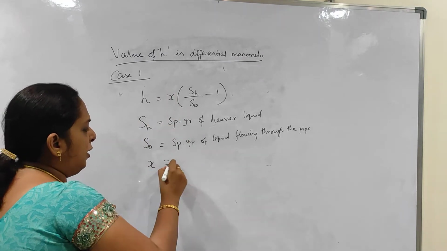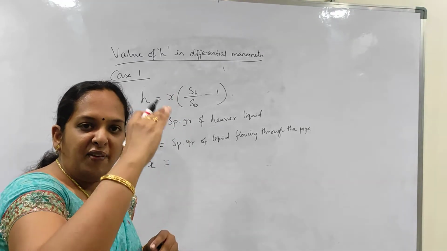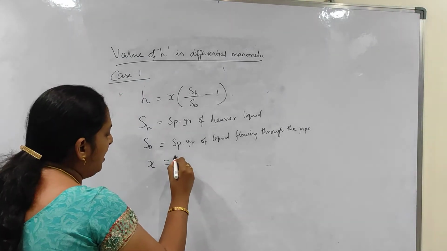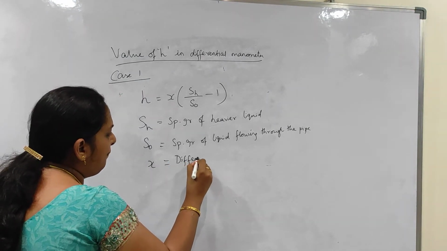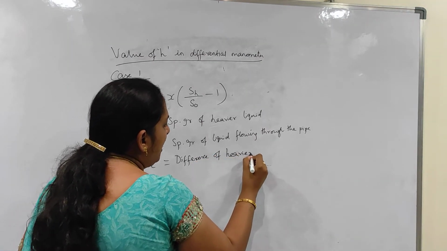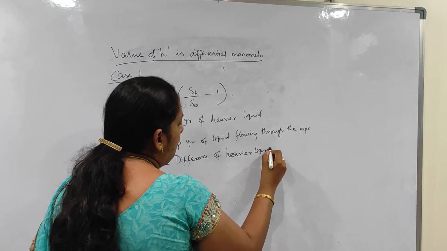And what is x? That is one more unknown now. x is the difference of the heavier liquid column in the U-tube manometer.